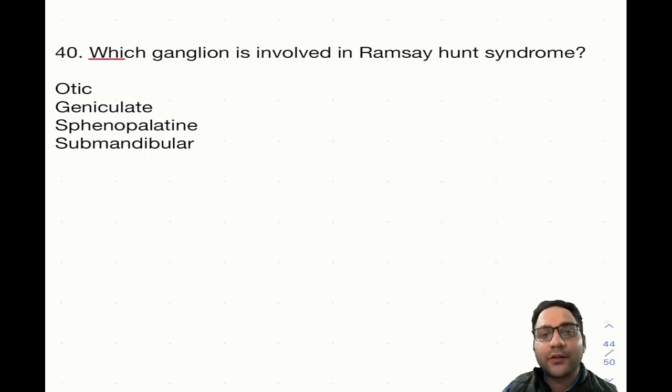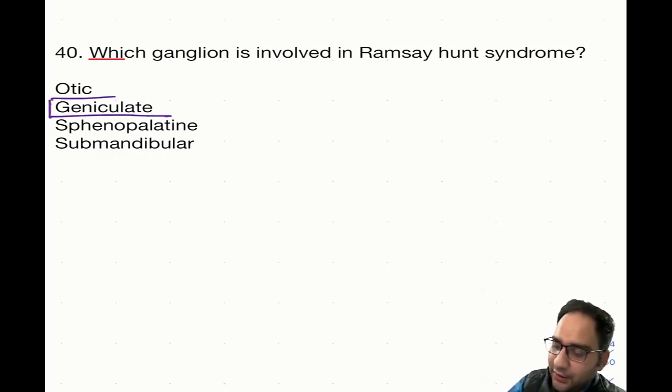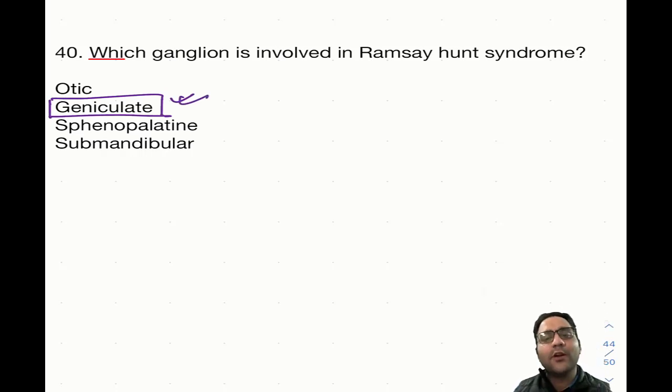Yeah. Next question. Which ganglion is involved in Ramsay-Hunt syndrome? So it is basically the integration of anatomy and neurology. Ramsay-Hunt syndrome basically involves the facial nerve. So if there is an involvement of the facial nerve, which ganglion will be involved? The answer is the geniculate ganglion. So no other answer to that. Your answer would be geniculate ganglion. Okay.